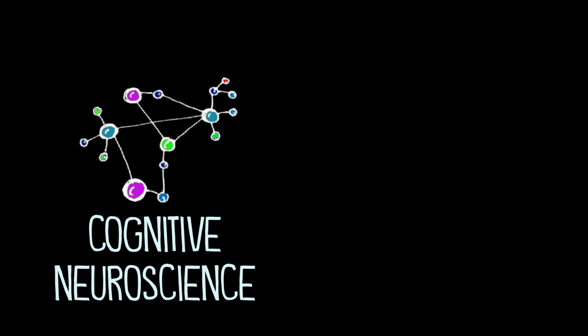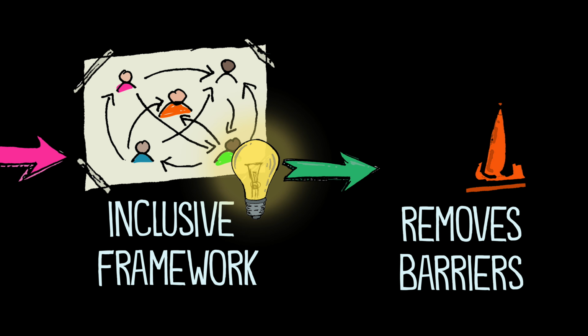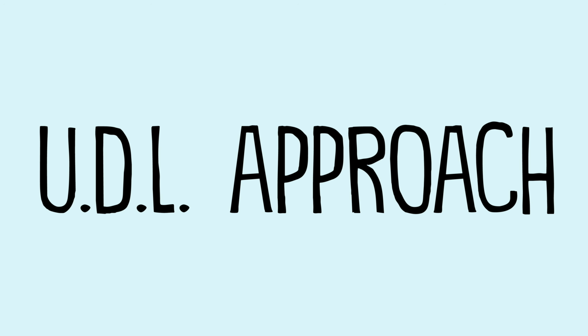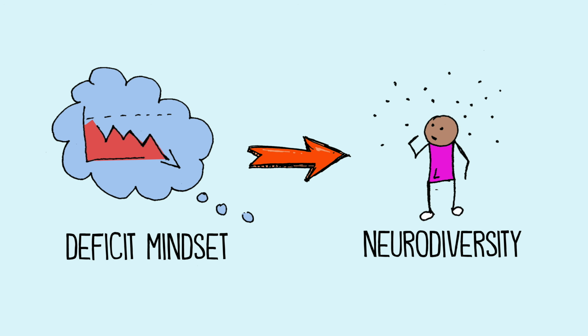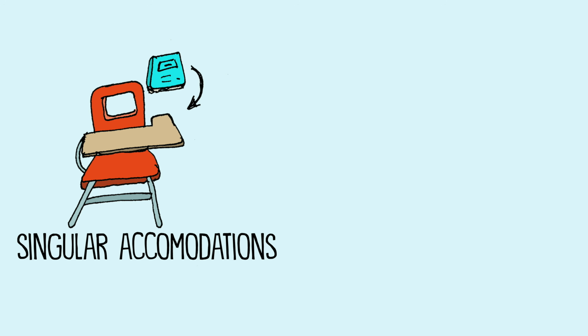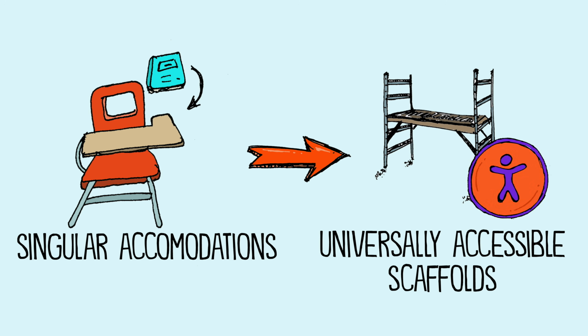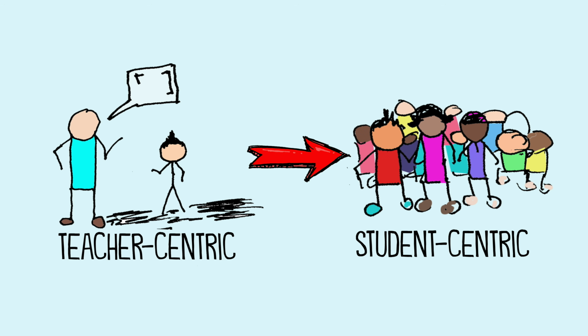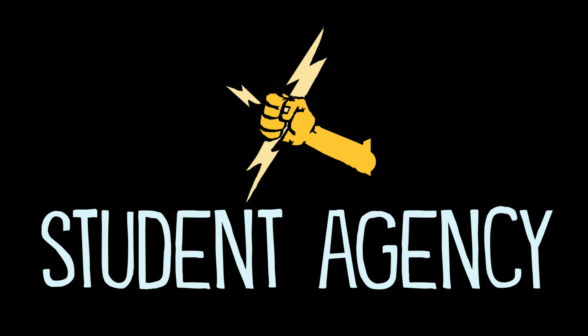Built around cognitive neuroscience, UDL is an inclusive educational framework that seeks to remove barriers while also keeping the learning challenging for all students. This UDL approach includes a paradigm shift from a deficit mindset to neurodiversity, and from singular accommodations to universally accessible scaffolds and support, and from a teacher-centric view to a student-centered approach centered on student agency.